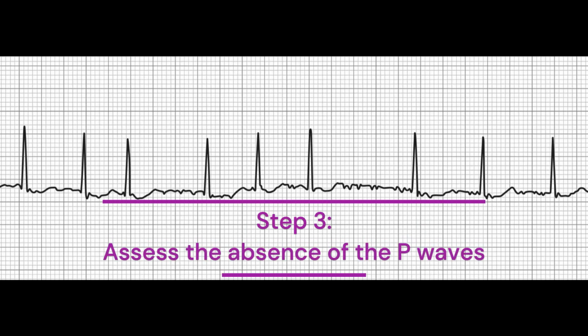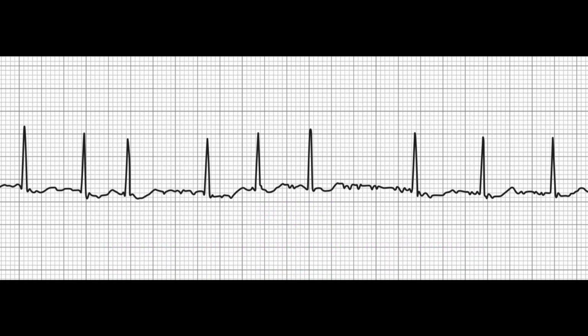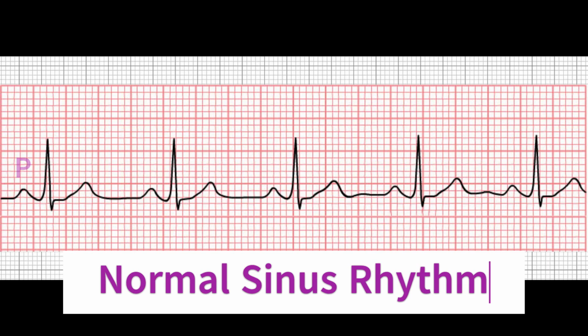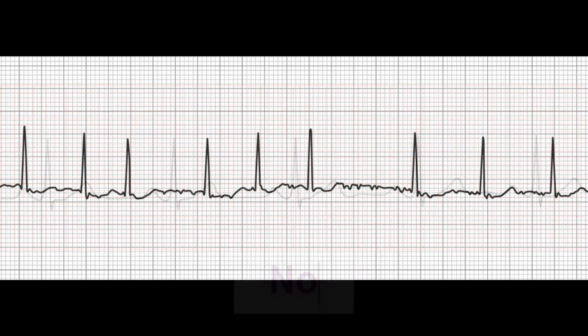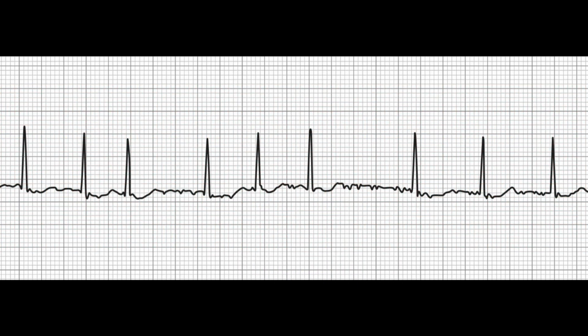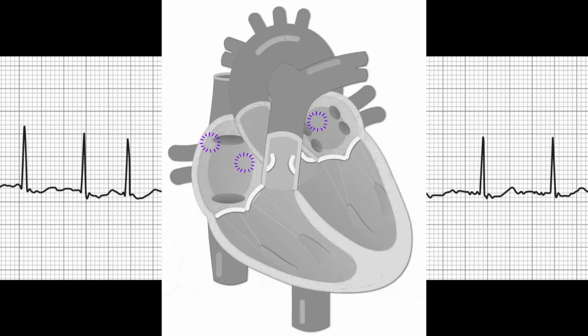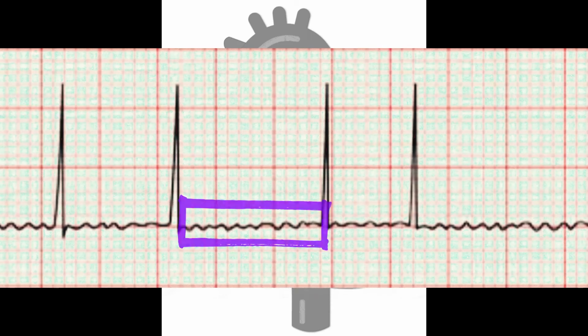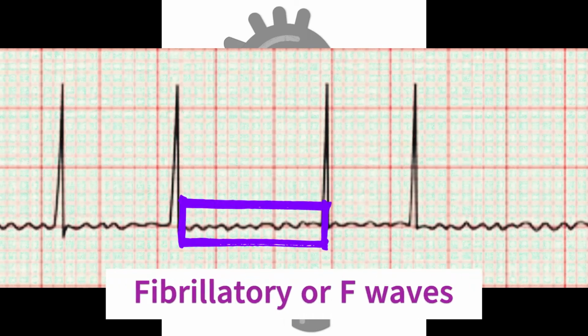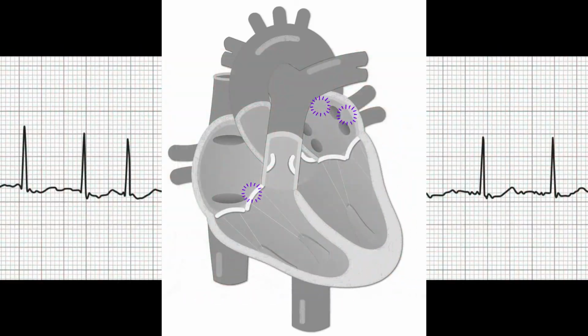Step 3. Look for the absence of P waves. In a normal sinus rhythm, each QRS complex is preceded by a P wave, which represents the electrical activity of the atria contracting. In atrial fibrillation, the atria are fibrillating instead of contracting, so there is no discernible P wave. Instead of P waves, we may see fibrillatory waves, also known as F waves, which represent the uncoordinated quivering of the atria.